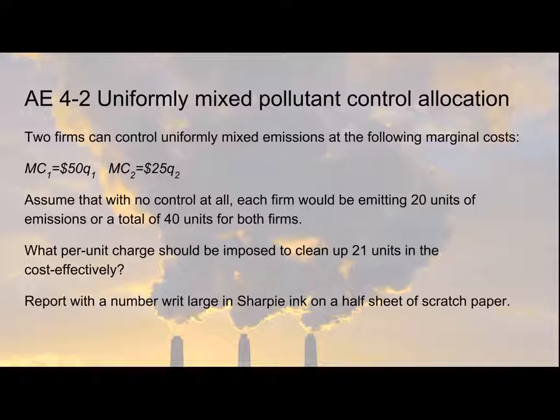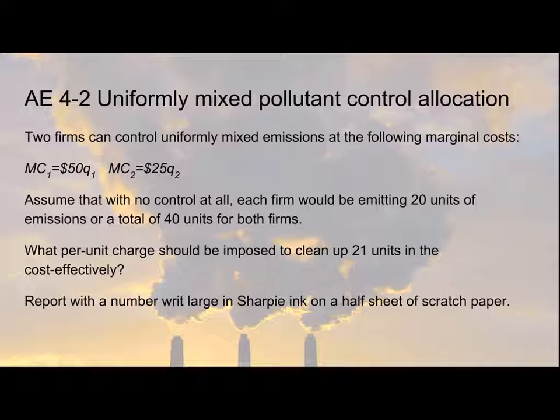All right, so two firms can control uniformly mixed emissions at the following marginal costs. Marginal cost for firm 1 is 50 times the amount of cleanup that firm 1 does. Marginal cost for firm 2 is 25 times the amount of cleanup that firm 2 does. So rising marginal costs, rapidly rising marginal costs. Assume that with no control at all, each firm would be emitting 20 units of emissions, or a total of 41 units for both firms. What per unit charge should be imposed to clean up 21 units cost-effectively? It should read in a cost-effective manner, or just clean up 21 units cost-effectively.